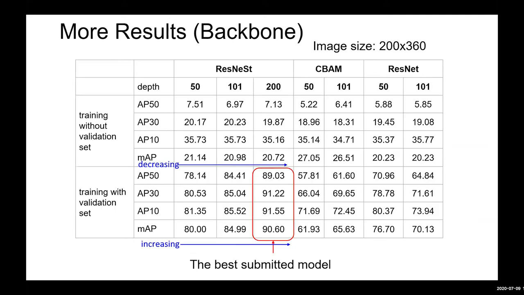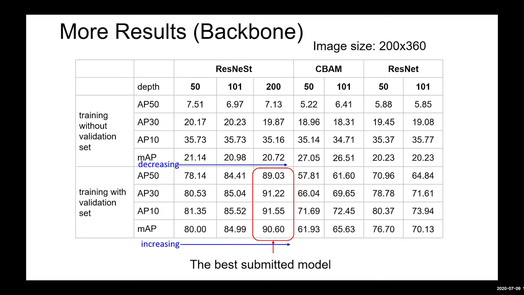We conducted various experiments based on the mentioned modules and architectures. The obtained results are shown in the following slides. The first table focuses on the choice of backbone and the model that generates the submitted results. From the results, the metric of either AP or mAP of CBAM was no better than the baseline ResNet, so we gave up this backbone. For the second configuration, ResNeSt has shown better performance than CBAM, but we found that the training with and without the validation set seems to have opposite trends.